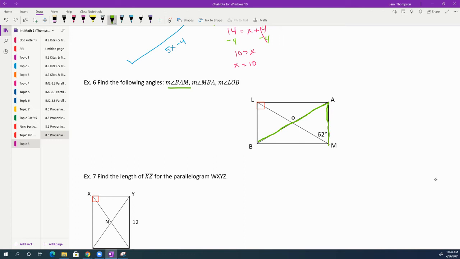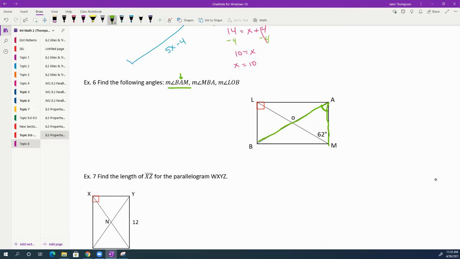M. So remember the middle letter is the vertex. So we're talking about this angle here. This figure doesn't tell me that it's a rectangle, but I can tell it is. We know it's a parallelogram and I have a 90-degree angle.